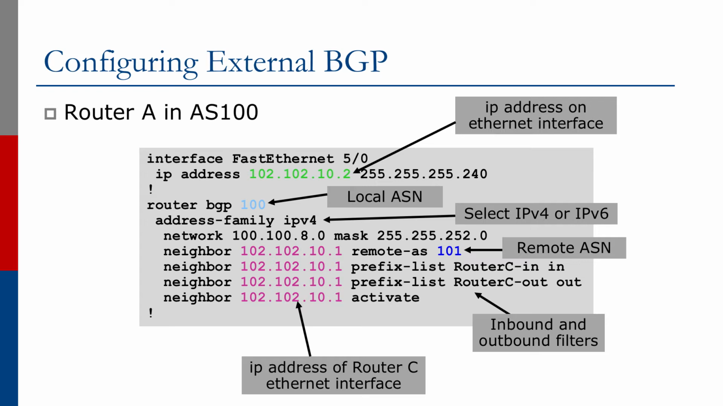The statement router BGP 100 starts the routing process and says the local AS number is 100. The statement neighbor IP address remote-as 101 gives the IP address of the peer to connect to and what AS number that peer is in. Neighbor IP address activate enables the peering session. The remaining statements are a minimal configuration for announcing and receiving routes.